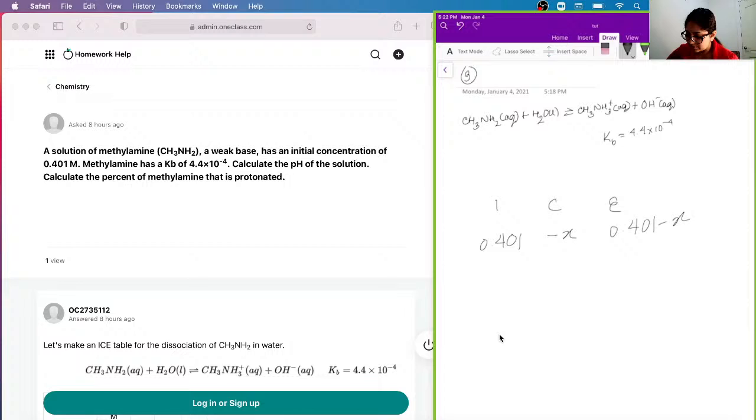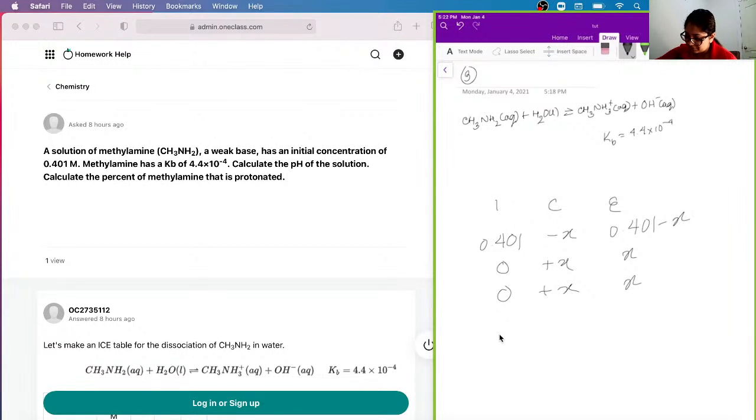This is for your reactants, and then for your products, it doesn't have an initial concentration yet, so both of them will be 0. We're not considering water in this case, since it's a liquid. Then our change for our products would be positive, and our equilibrium in this case would be x and x, since there's no coefficient either.